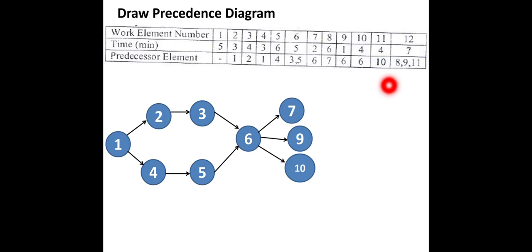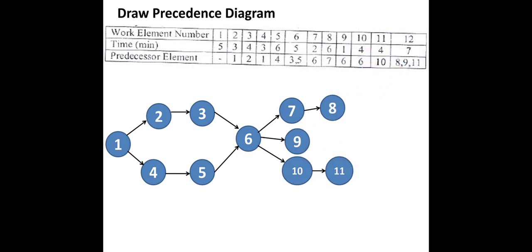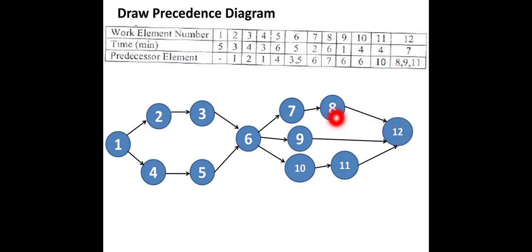From 9 there is no element. From 10 you have one element, that is 11. So from 7 it is 8. From 10 it is 11. So next from 8, 9, 11, that is predecessor elements, it goes to element number 12. In this way we need to draw the precedence diagram.